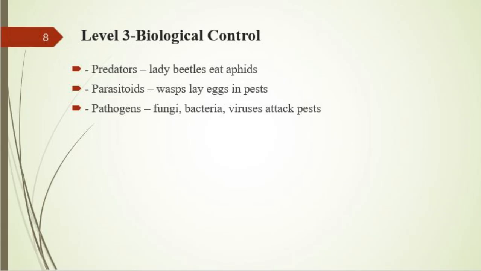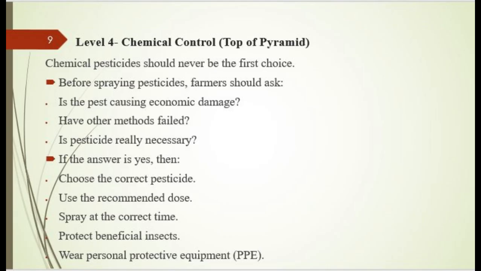Example: aphids attack vegetable crops. Instead of spraying insecticides, farmers can release lady beetles. One lady beetle can eat dozens of aphids every day. Nature controls nature.